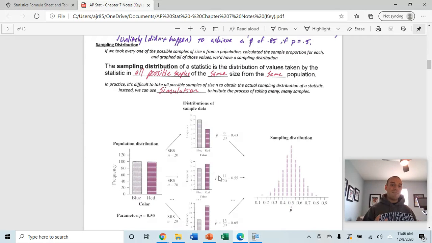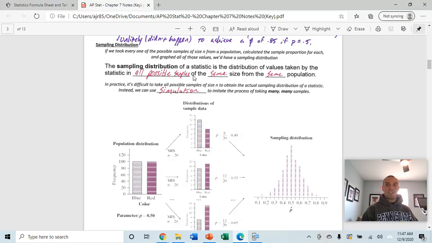So with that, we have this idea and this concept of a sampling distribution. A sampling distribution means if we took every one of the possible samples of size n from a population and calculated the sample proportion or the sample mean for each of those and graphed those values, we'd have a sampling distribution. So the formal definition of a sampling distribution of a statistic is the distribution of values taken by the statistic in all possible samples of the same size from the same population.